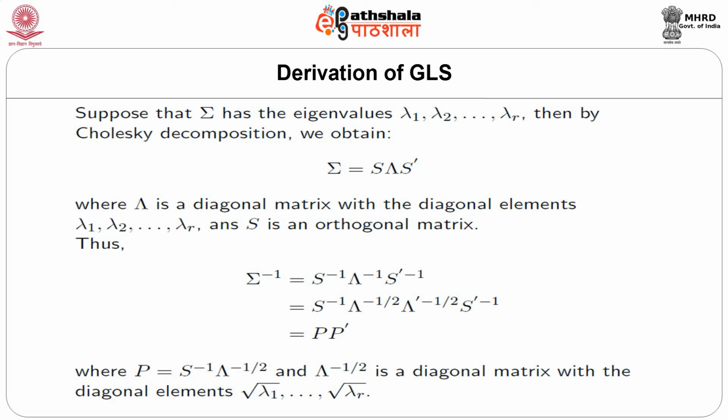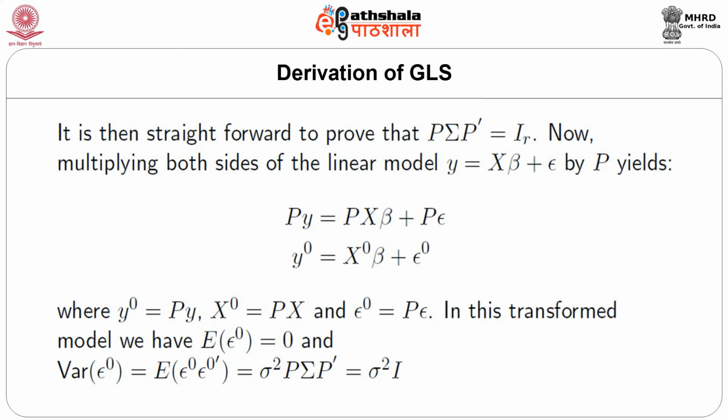Then capital sigma inverse can be written as S inverse times lambda inverse times S prime inverse. If we decompose lambda inverse into lambda to the power negative half and lambda prime to the power negative half times S prime inverse, we can write sigma inverse as P times P prime, where P is a matrix given by S inverse times lambda to the power minus half. Here lambda to the power minus half is again a diagonal matrix with the diagonal elements now equal to the square root of the eigenvalues of capital sigma. It is then straightforward to prove that P times capital sigma times P prime equals I r, an identity matrix of order r.